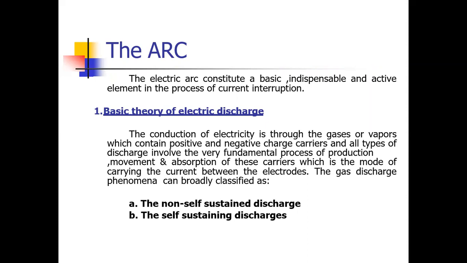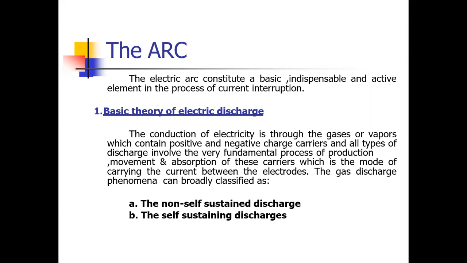Today we are discussing the topic, the arc. So first we are seeing what is an arc. The electric arc constitutes a basic, indispensable and active element in the process of current interruption. The basic theory of electric discharge.